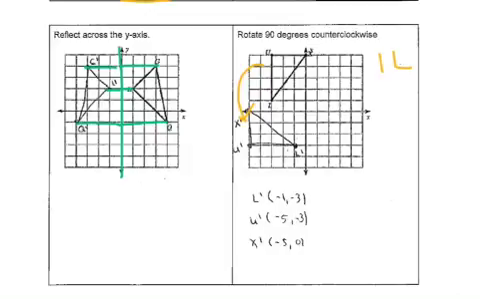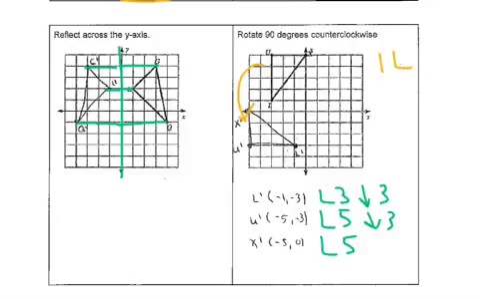If you'd used the directions, you would have had down 3, excuse me, I made a mistake. We would not have down 3, we would have left 3, down 3. For U prime, we would have had left 5, down 3. And for X prime, we would have just had left 5. We would not be going up or down at all because my y value was 0.